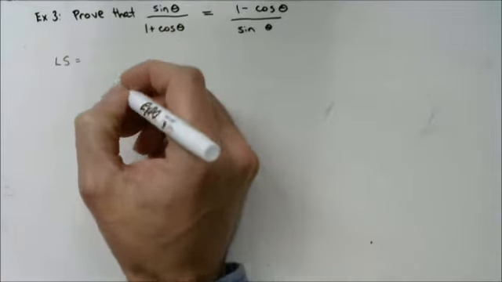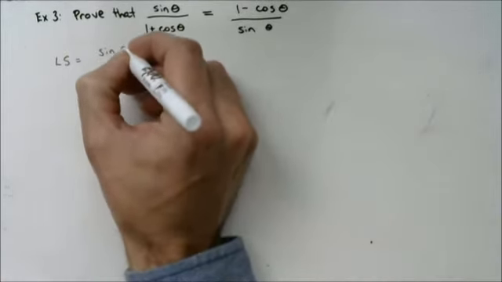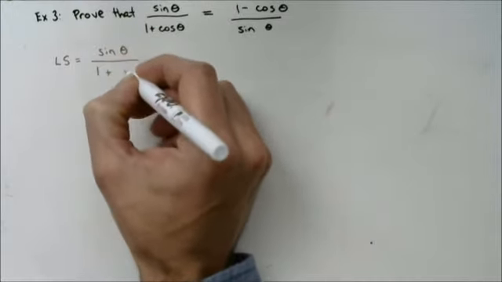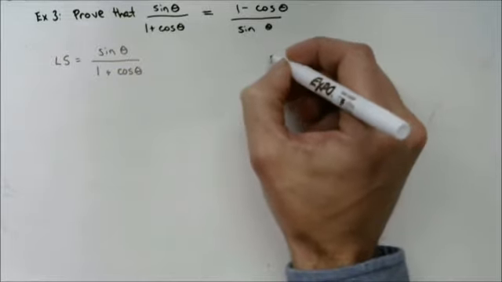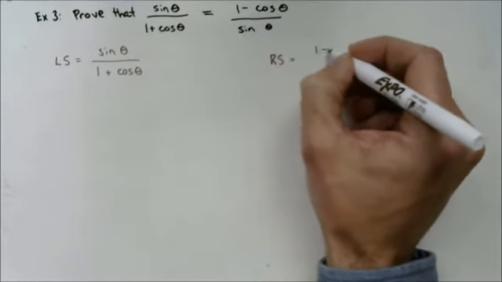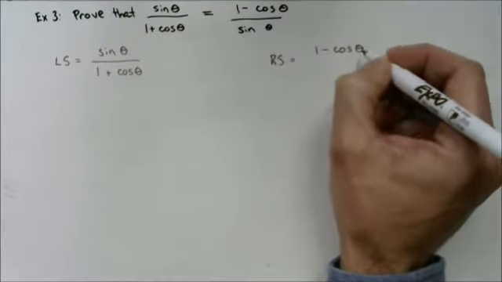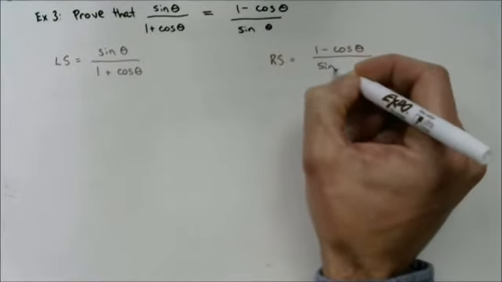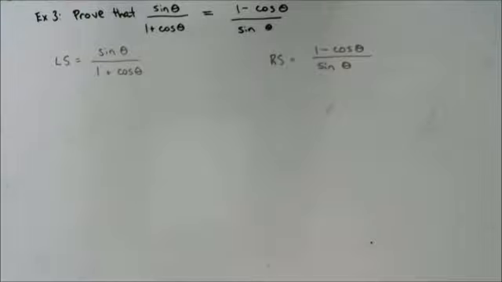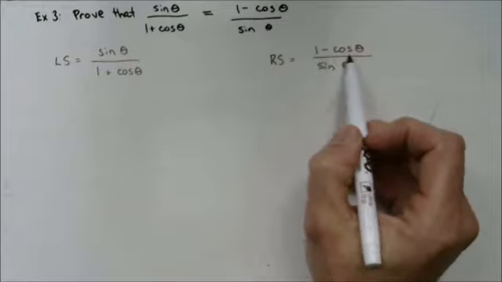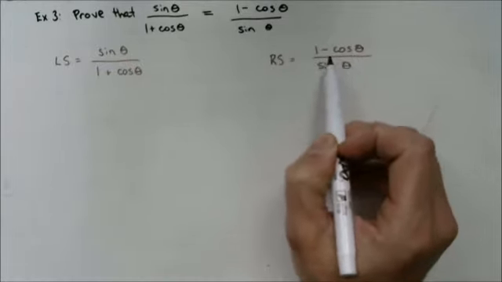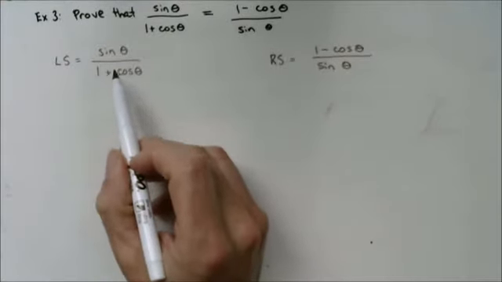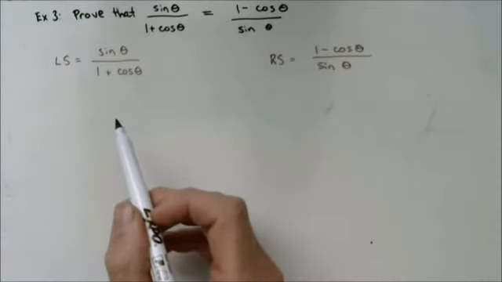So we've got that the left side is the sine of theta over 1 plus the cosine of theta, and the right side over here is 1 minus cosine theta over sine of theta. Now I'm going to look at both sides, and I see this 1 minus cos theta. That's almost like the Pythagorean identity, but not quite, so I can't use that. I can't use it here either. Again, no squared terms here.